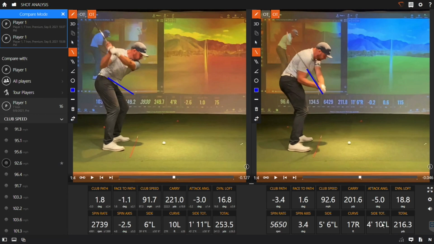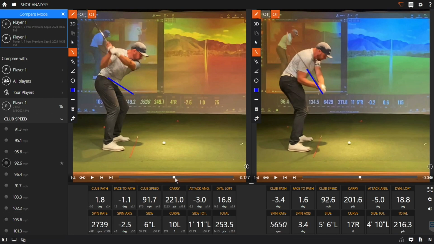Now both of these are terrific shots. This one on the cut was only 4 feet off the line, and the draw was only 2 feet off the line. So they're both great shots. But you'll notice that the draw went farther, the dynamic loft was lower, even though the club speed on the draw was just about a mile an hour less. It actually had less spin, carried farther, and went about 30 yards farther than the fade.